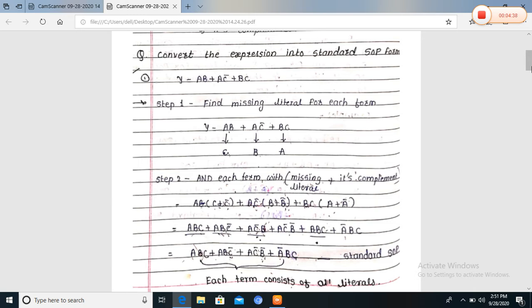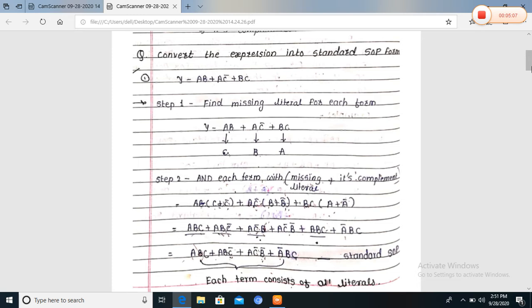After solving the brackets, the first term is ABC. Then A B is multiplied by C bar, so the term is AB C bar. Then AC bar is multiplied by B, so this term is A C bar B. AC bar is multiplied by B bar, so this term is A C bar B bar. Next, BC is multiplied by A, so this term is ABC. Next, BC is multiplied by A bar, so this term is A bar BC.